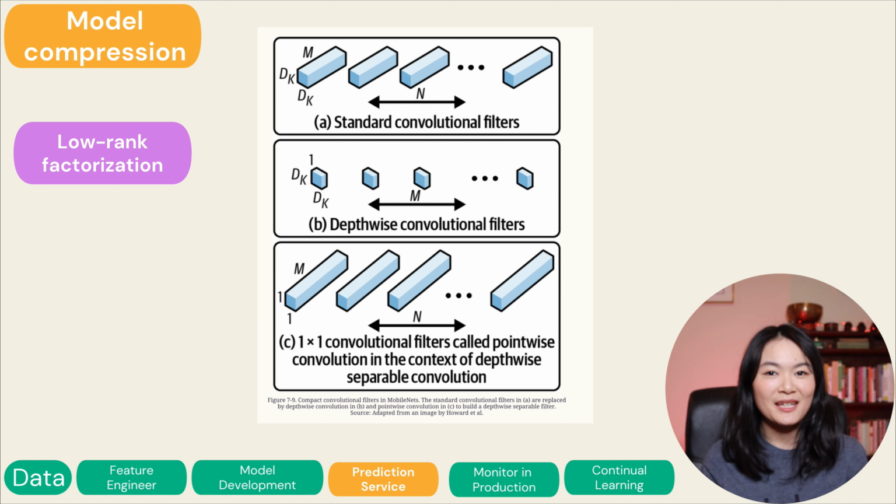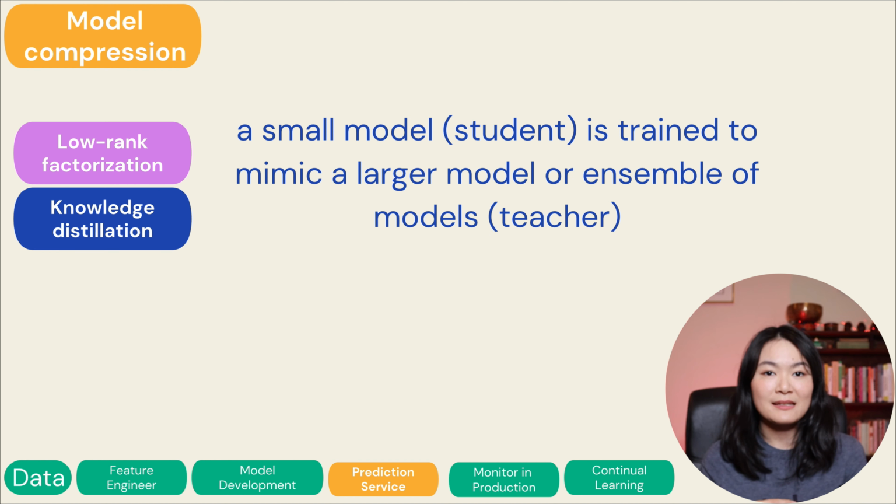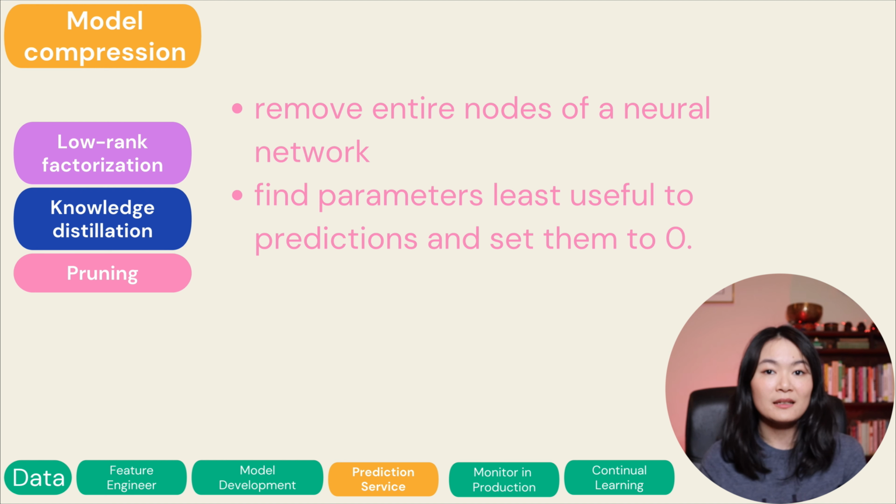Low-rank factorization is to replace high-dimensional tensors with lower-dimensional tensors. For example, MobileNet decomposes the standard convolution of size k by k by c into a depth-wise convolution k by k by 1 and a point-wise convolution 1 by 1 by c. Knowledge distillation is a method in which a small model is trained to mimic a larger model or ensemble of models. Pruning, in the context of neural networks, has two meanings.